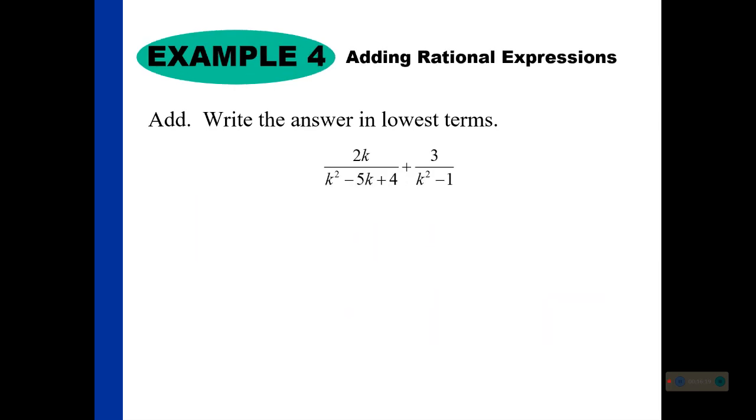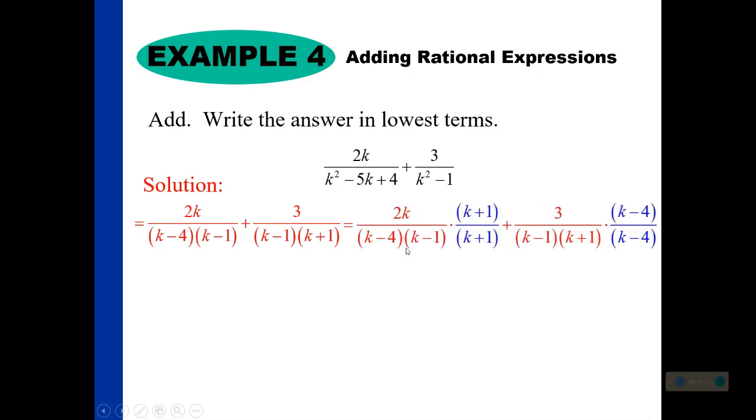Okay? Let's have another example. So we have 2k over k squared minus 5k plus 4 plus 3 over k squared minus 1. Okay, so we have to factor first the factorable. So our first denominator can be factored as k minus 4 times k minus 1. And our second denominator can be factored as k minus 1 times k plus 1. And then you are going to look for the LCD. And again, if they have a common factor, that will be used as 1.